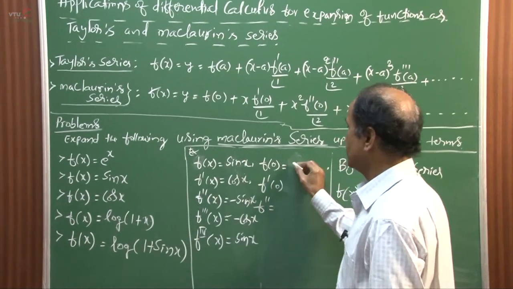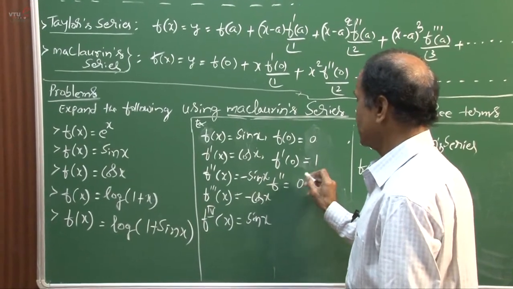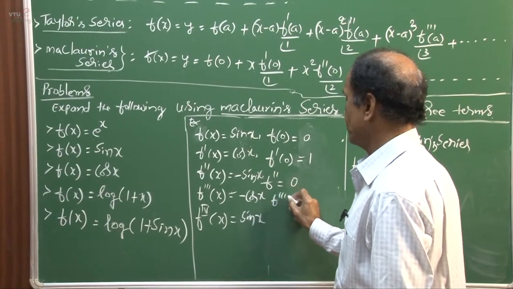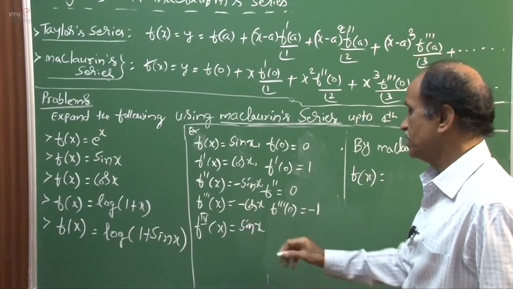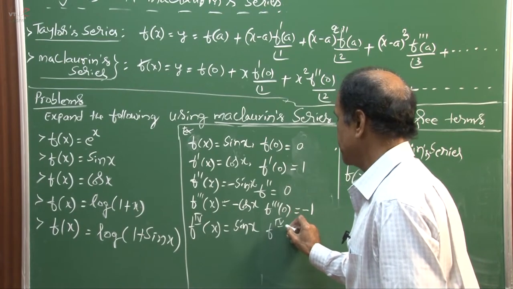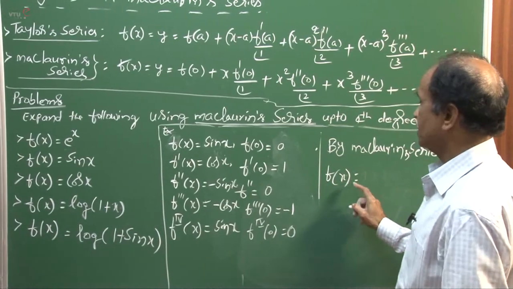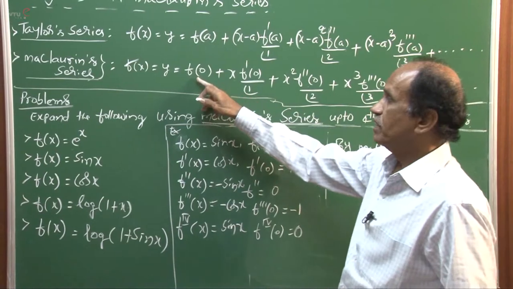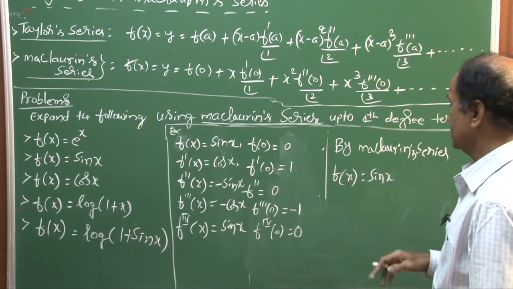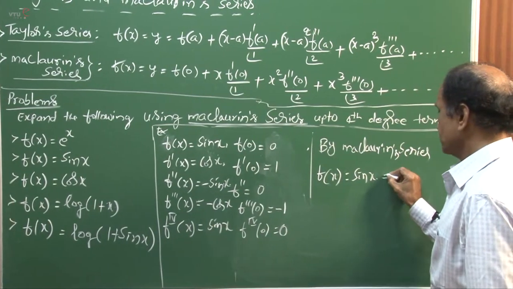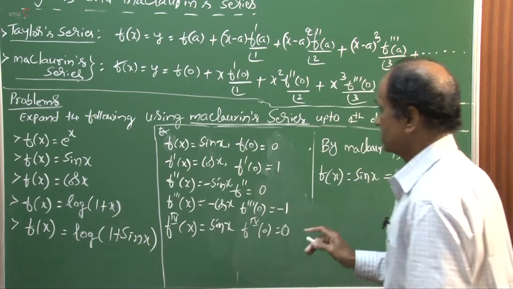f(0), that means sin 0 is 0. f'(0), cos 0 is 1. f''(0) is 0. f'''(0) is minus 1, because cos 0 is 1 along with the minus sign. And the fourth order derivative at 0 is equal to 0. Then by Maclaurin's series you can write f(x) is equal to f(0)... What is f(x)? Sin x. You are going to expand sin x in the form of that series. So sin x is equal to, we are writing the Maclaurin series expansion for f(x) equal to sin x. What is f(0)?